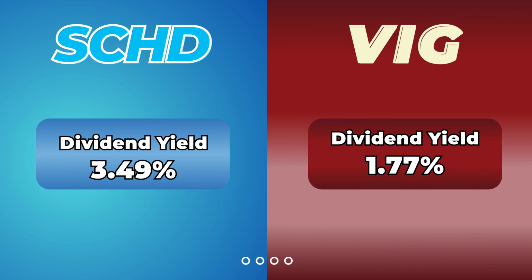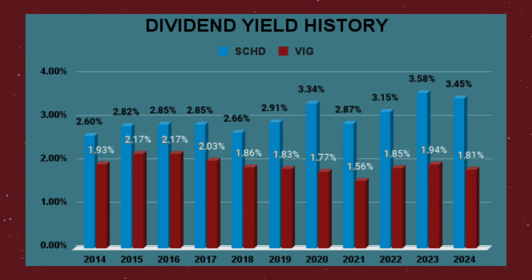Let's take a closer look at the dividend yield history of both SCHD and VIG over the past decade. Starting with SCHD, you can see a steady increase in dividend yield over the years, from 2.6 in 2014 to an average of 3.45 in 2024. Notably, SCHD's yield consistently stays above 2.5%, with significant jumps in 2020 and 2021. On the other hand, VIG shows a more conservative yield, starting at 1.93 in 2014 and reaching 1.81 in 2024.